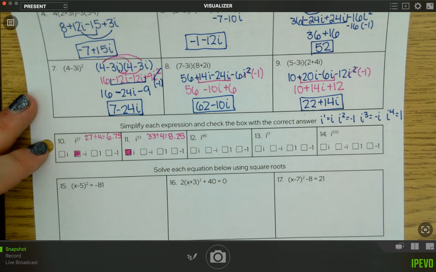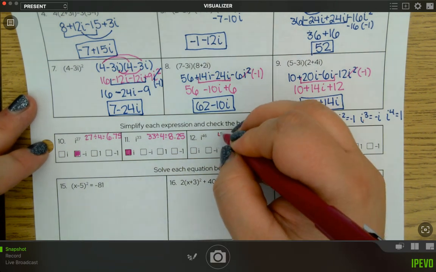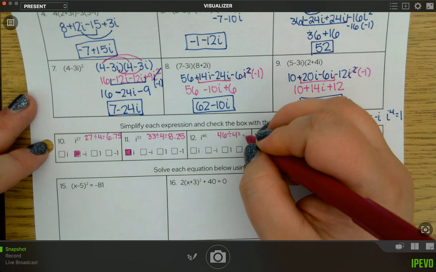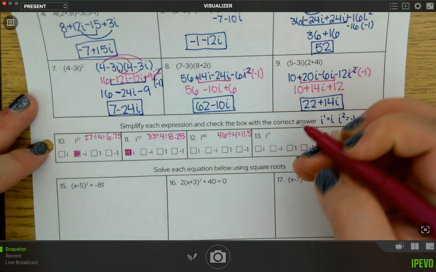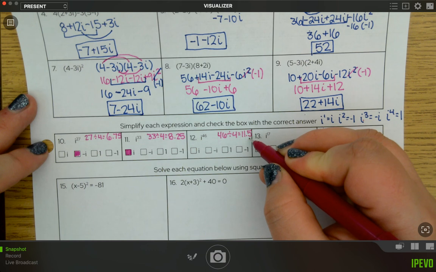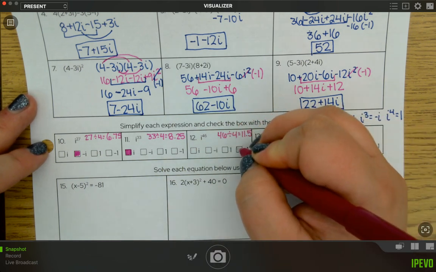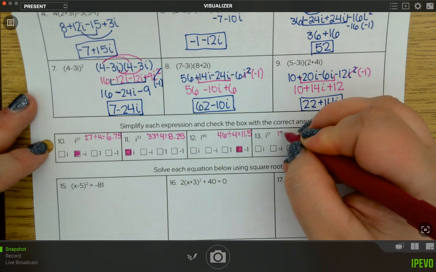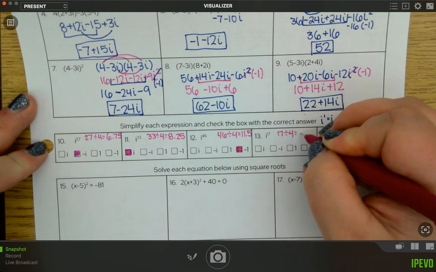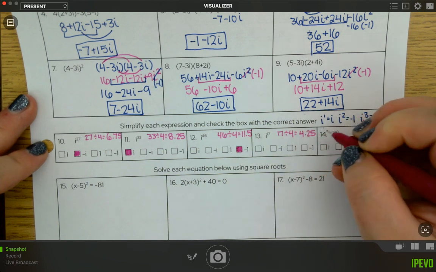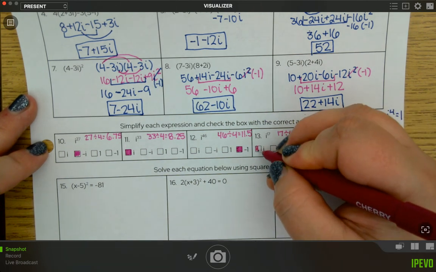All right, i to the power of 46. 46 divided by 4 is 11.5. That is 2/4 that we have left over. So it's going to be the same thing as i squared, which is negative 1. 17 divided by 4 is 4.25. Again, that's 1/4, so it's the same thing as i to the first, which is just i.